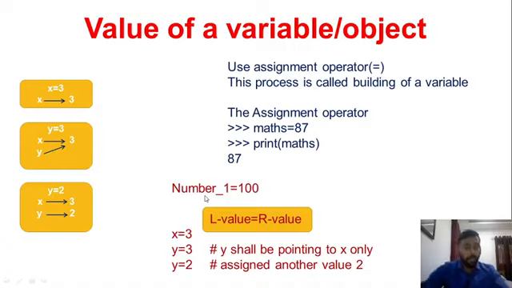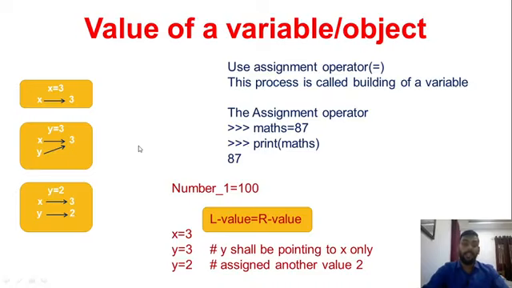Then you could see x equal to 3. We have some variable assignments. x equal to 3, and x stores the value 3. Then y equal to 3. What happens with y? We have an existing variable x with the value 3, and y equal to 3. We have already a variable x pointing to 3, so y is also pointing to the same 3. Hope you get the idea, right?